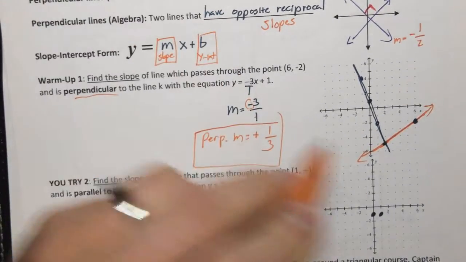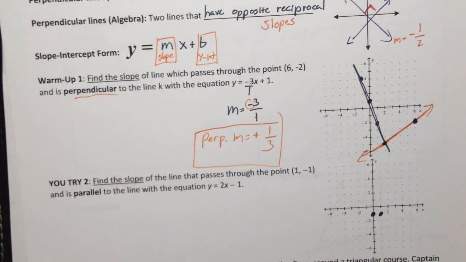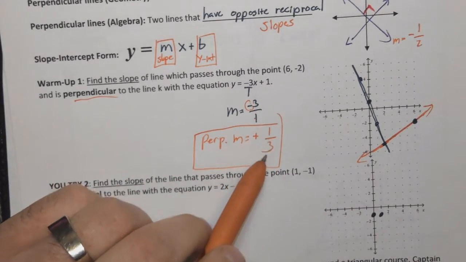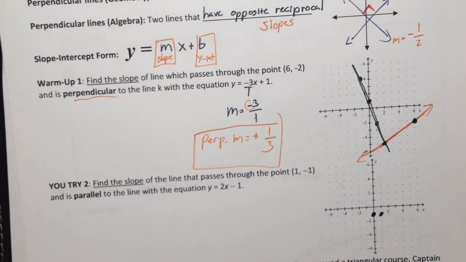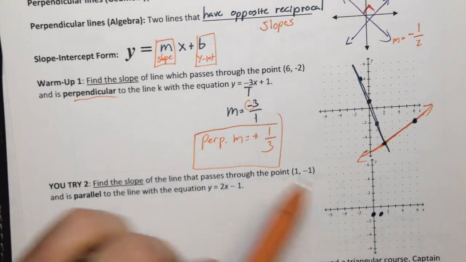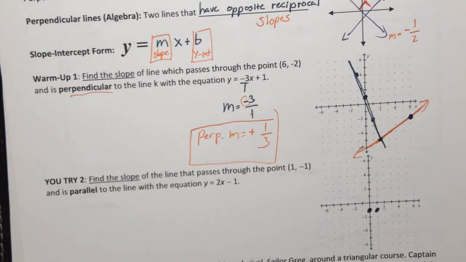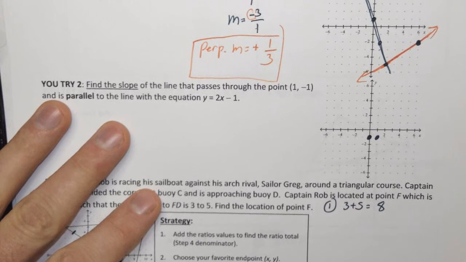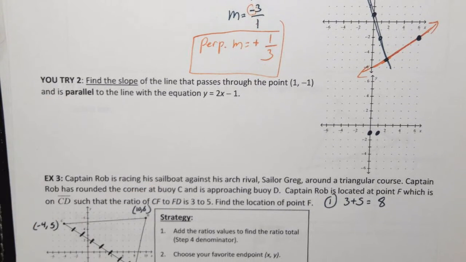It is positive, which means it is rising as you move from left to right. And it is going to be 1/3, which means it's going to be pretty shallow. It's not nearly as steep. And so this guy right here is going to match pretty nicely with my picture that I have right there. All right, here's a you try it problem that is going to be very similar to that. Pause the video and see if you can try that one out on your own.